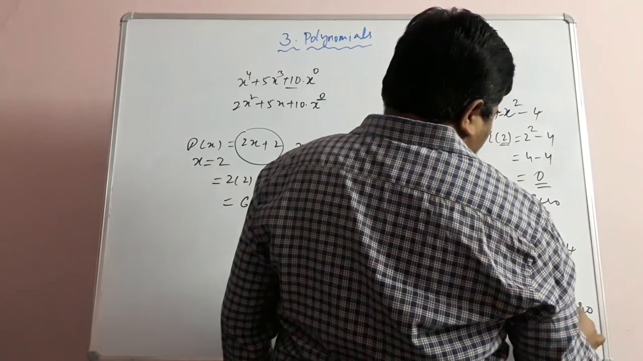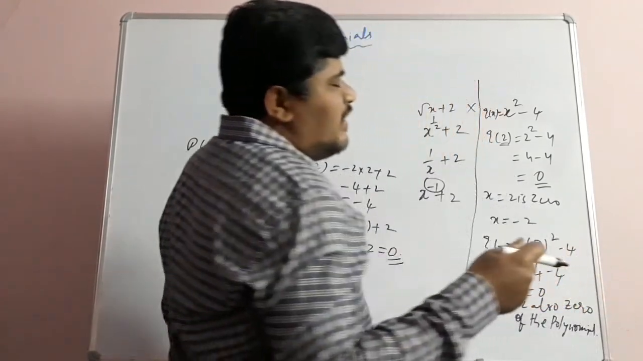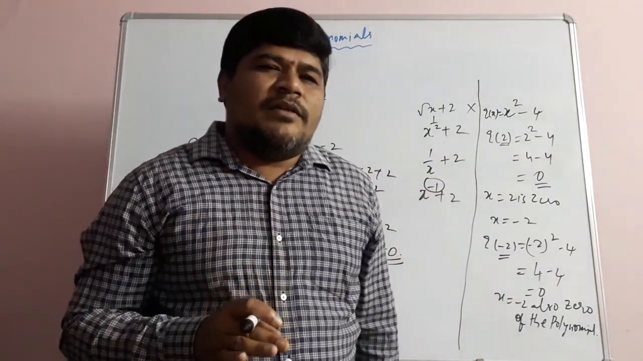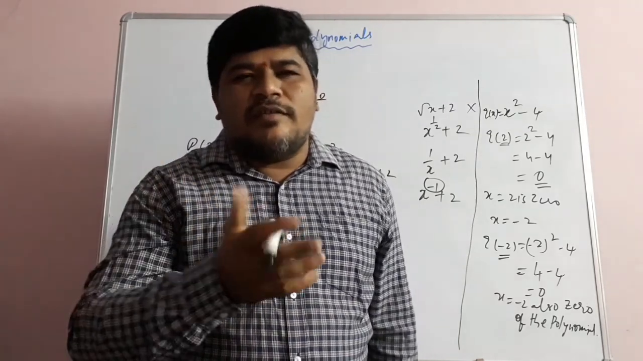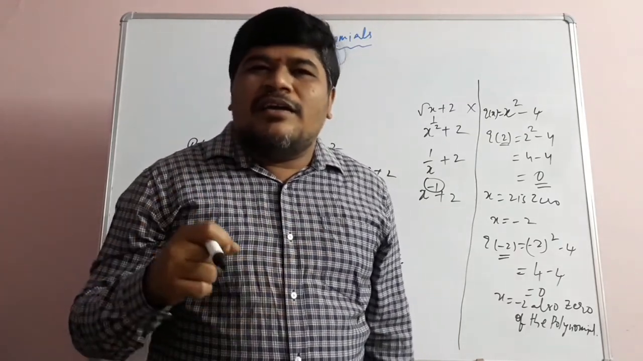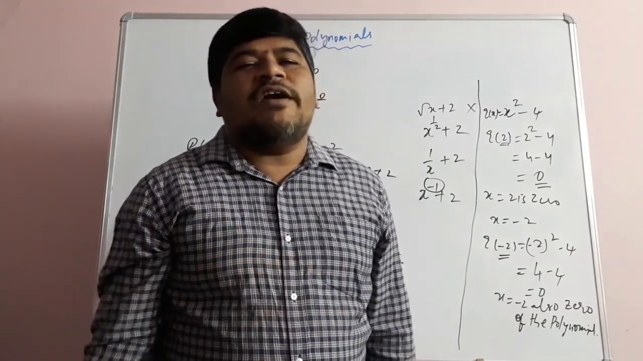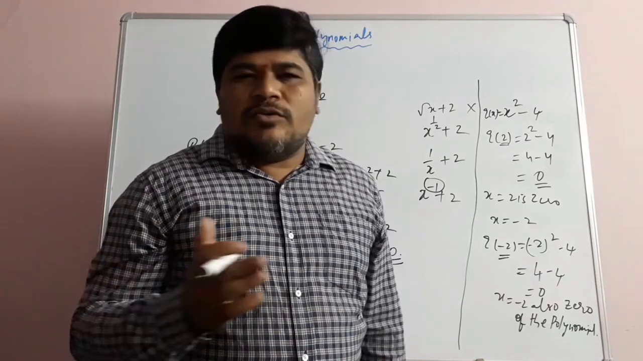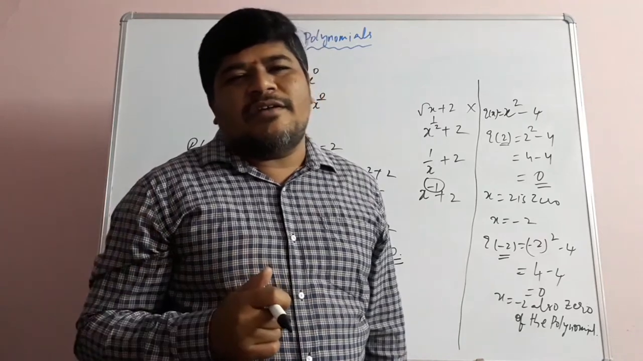Okay, so children, remember the value of x which is making the given polynomial equal to 0 is called a zero of the polynomial. So what is the zero polynomial then? Very simple children, 0 is called the zero polynomial. And we learnt already that for the zero polynomial, the degree cannot be defined. For all the constants, degrees will be zero.